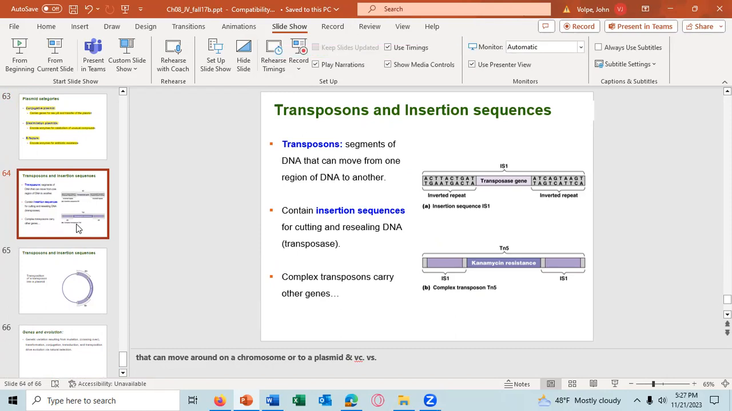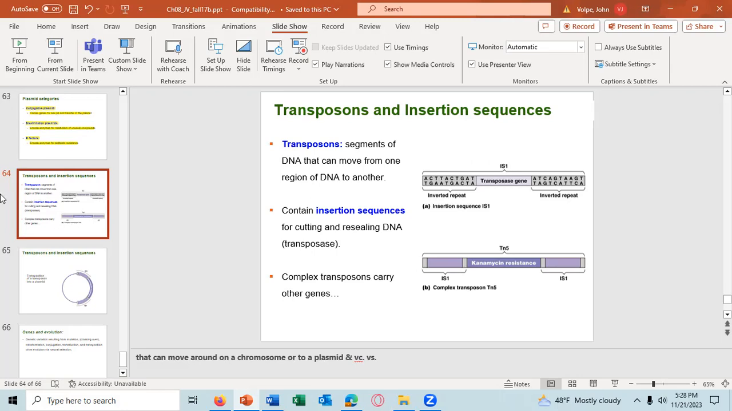Transposons are segments of DNA that can move from one region of DNA to another. So if the transposon is on a human chromosome, let's just say human chromosome number 1, a transposon can move off of human chromosome number 1 and then move on to human chromosome number 2 or some other place in the genome of the cell. Because all it says is that they can move from one region of DNA to another, and it can be another chromosome.